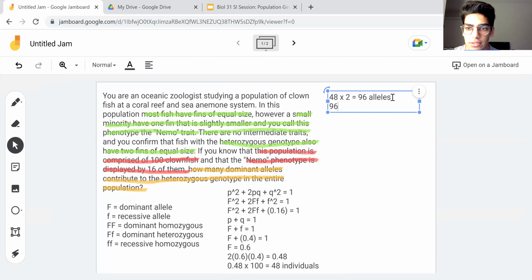So I'm going to do 96 divided by 2 equals 48 dominant alleles for the heterozygous genotype. All right. And got a typo there. And that's how you solve this problem.